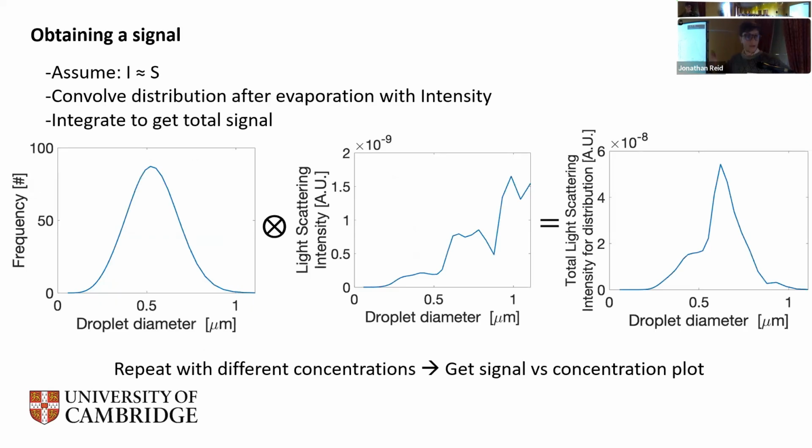The idea is you put all of these models through in sequence, and then you obtain a post-evaporation droplet distribution. You convolve this post-evaporation droplet distribution with a Mie scattering distribution that tells you for a given droplet diameter how much light you expect it to scatter. And finally, that gives you a sort of total light scattering intensity that you expect for your particular distribution that gets out at the end. If you do this for different concentrations, you can get a signal versus concentration plot.